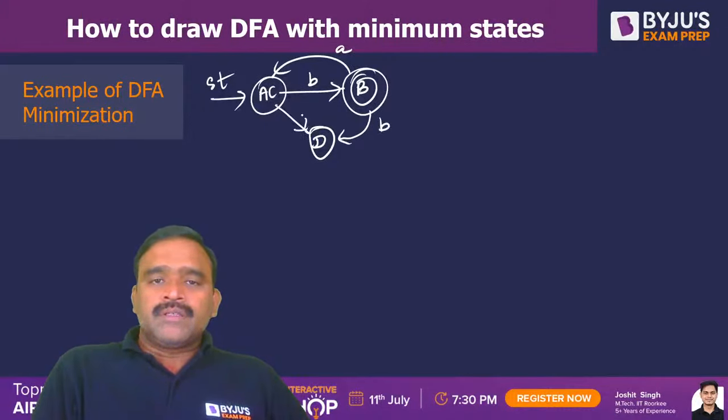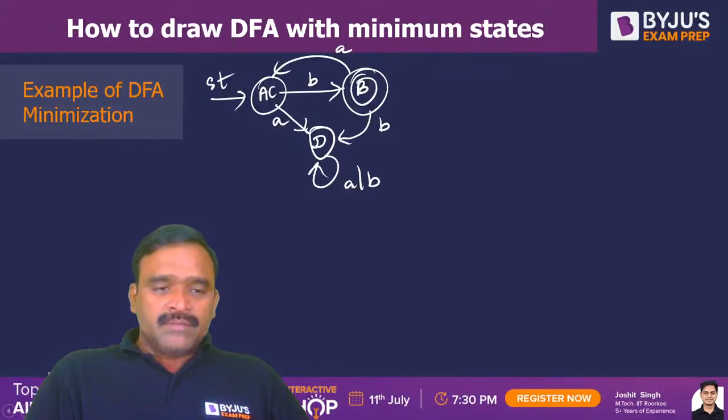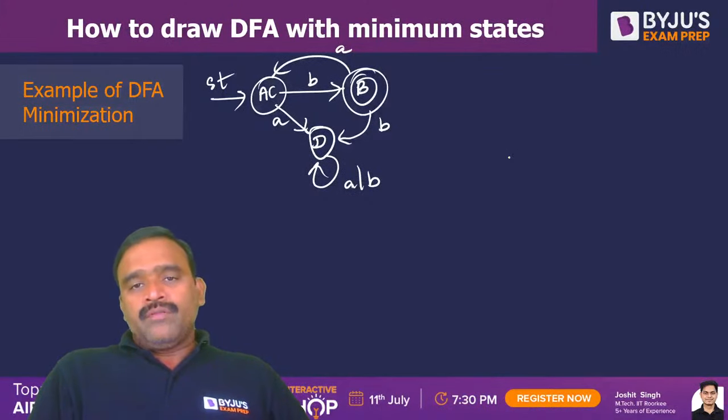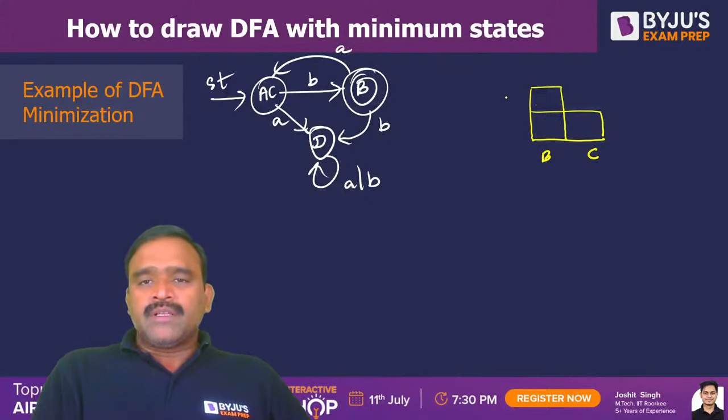AC on A is D, and D on either A or B is D. Now again I will apply marking technique for this. So if you apply marking technique, we can give a diagram like this. This is for BC. Leave the first state. And we get only 3 pairs for the 3 states. So AC is one state and B is one state.